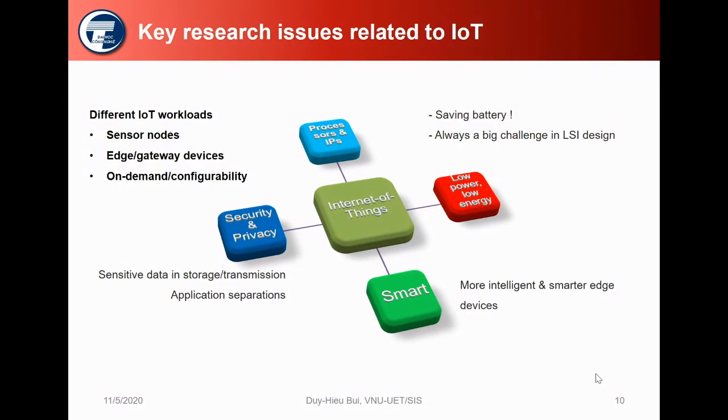Another issue is the security and privacy. Sensitive data collected by the sensor node might be stored or transmitted through unsecured network, and also the application separation. And one of the key challenges for the IoT sensor node is the low power and low energy, because if we can go to low power, our device can work longer with the same battery. And it's always a big challenge for low power in the LSI design. And the IoT sensor node might also need the intelligent capability, which means we need to incorporate AI into the sensor node to make it smarter.